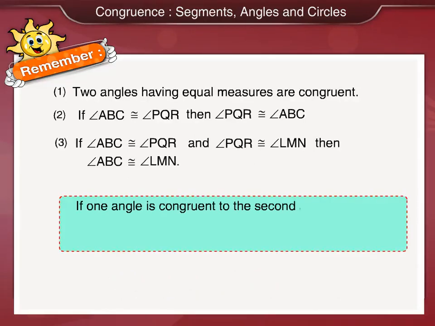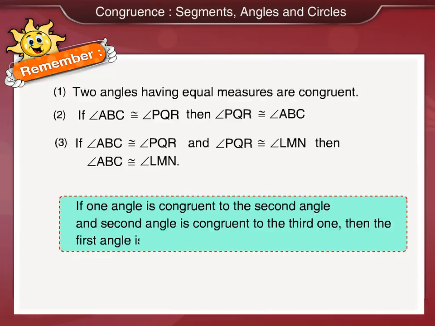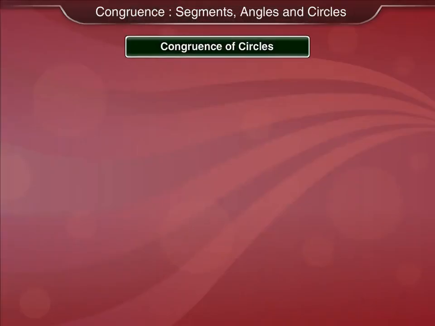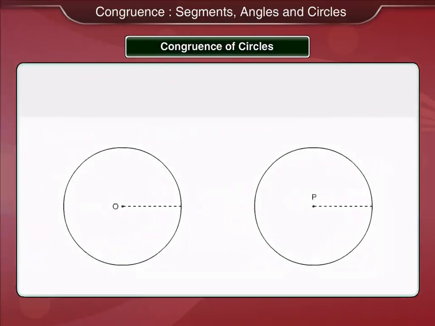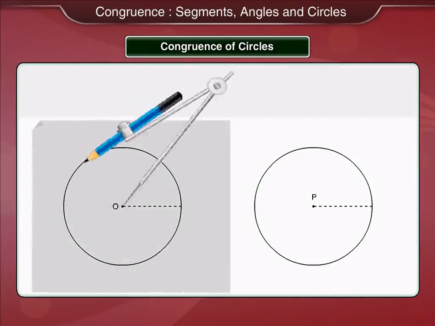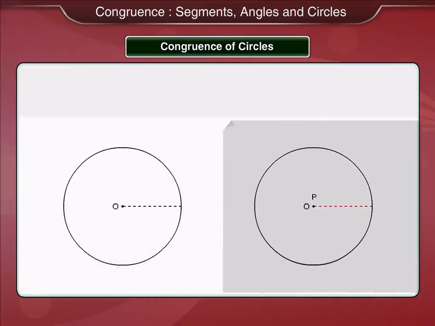We can also measure the radii of each circle with the help of a divider. Place one tip of the divider on point O and the other on the circle. Now, without changing the distance between the two tips, place one tip of the divider on point P. We see that the other tip falls on the circle. The radii of the two circles are equal. Therefore, we can conclude that circles with equal radii are congruent.